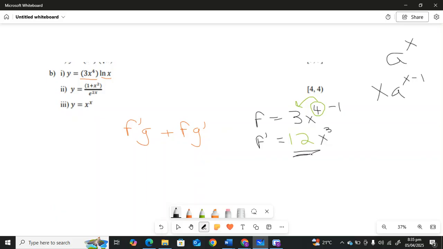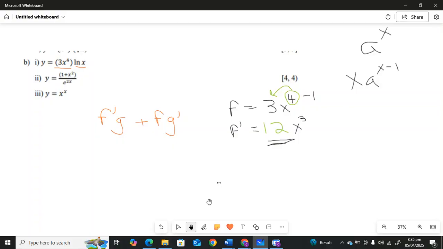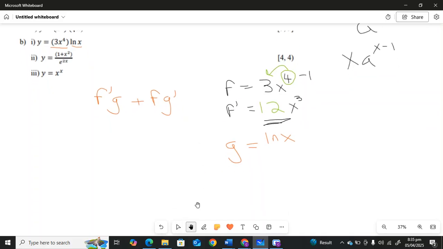Any questions before I move further? We are going to pick our g. G equals the natural log of x. So g prime means we are going to have to differentiate the natural log of x.